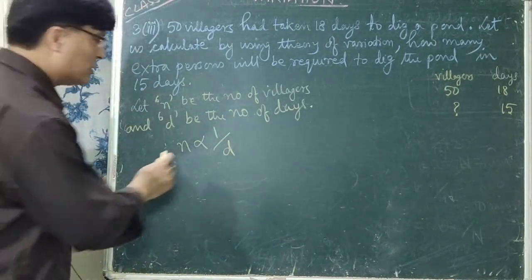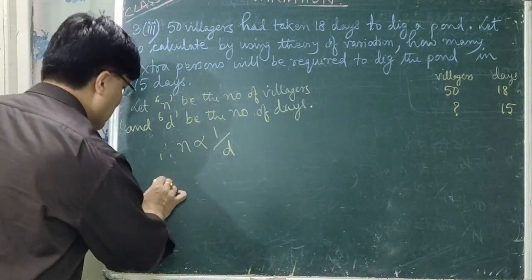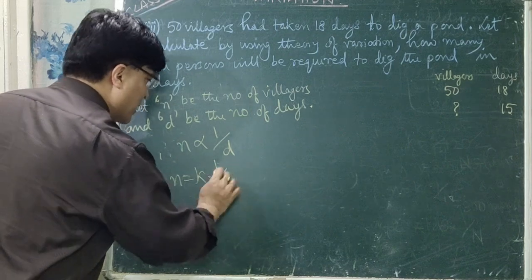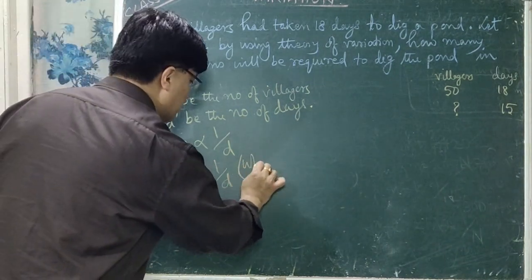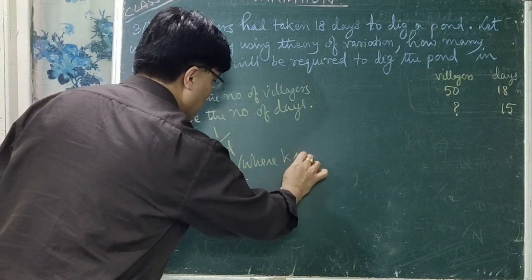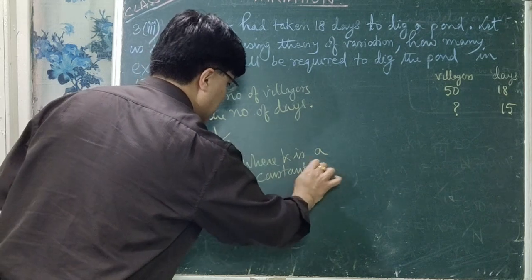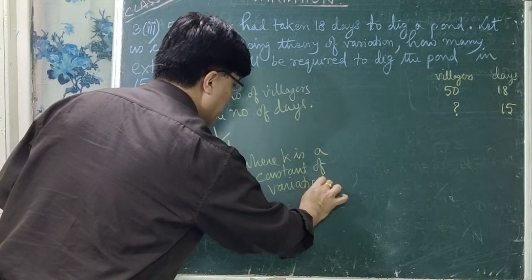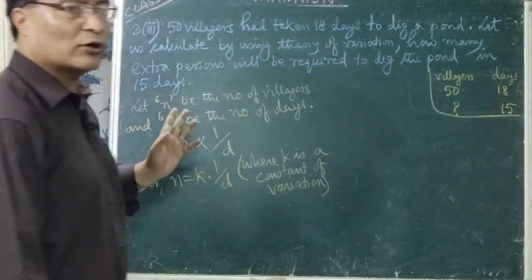अब के गर्नुपर्छ, जहिले पनि यो प्रोपोर्सनल साइनलाई हामीले केमा लानुपर्छ? इज इक्वल टु साइनमा लानुपर्छ. Or n is equal to k into 1 upon d, and within bracket you have to write down where k is a constant of variation. Is that clear to all of you?